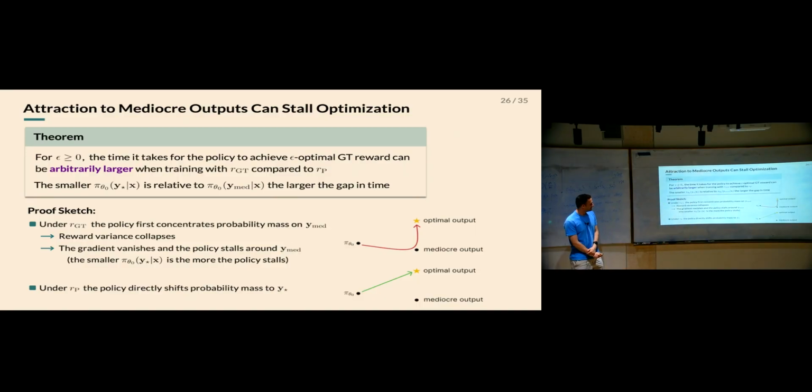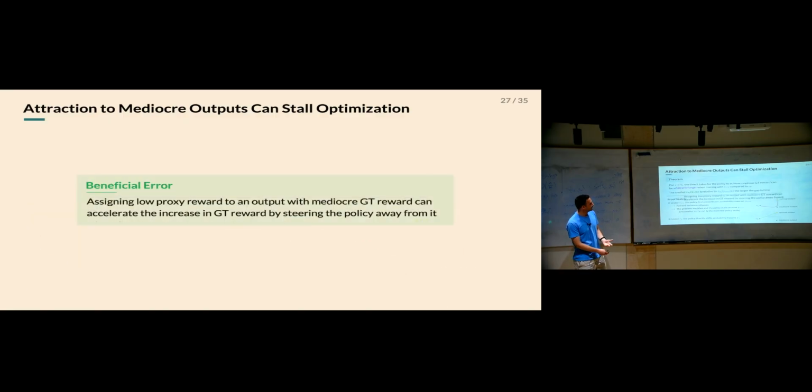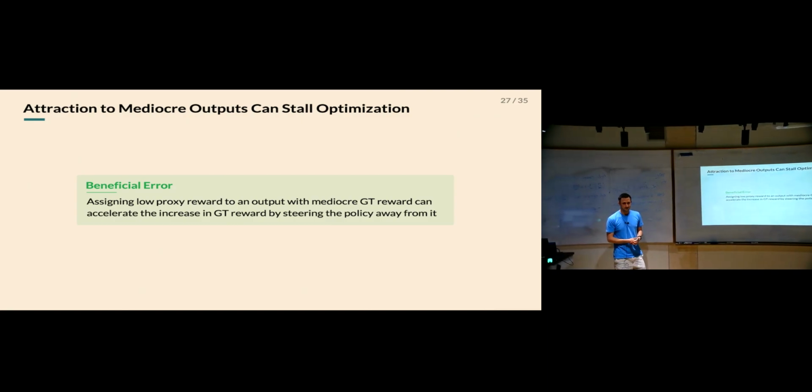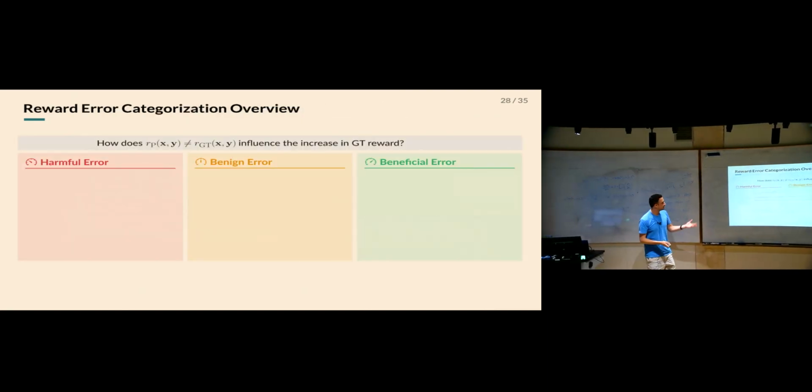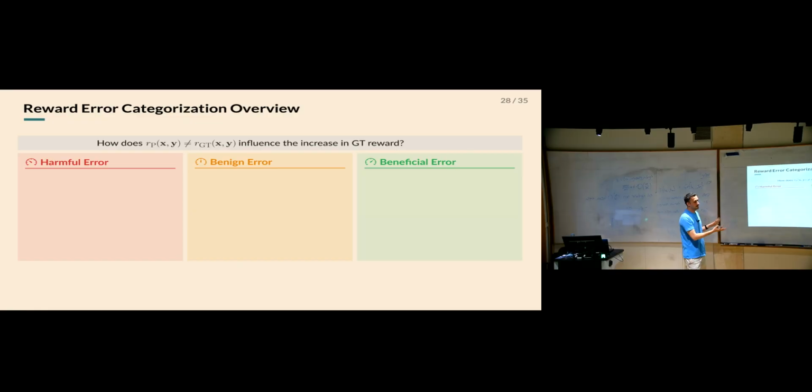Yeah. Okay, and what we can see from this is that this gives us a type of beneficial error. Okay, let's say our ground truth reward has some output which is of mediocre quality, then it may actually be better to assign it a low reward and deviate from the ground truth to get a faster increase of the ground truth reward.